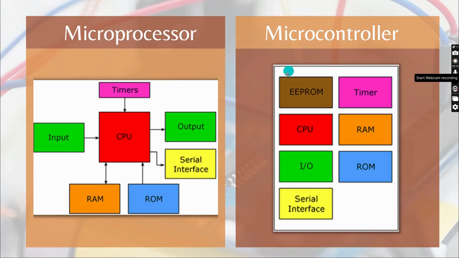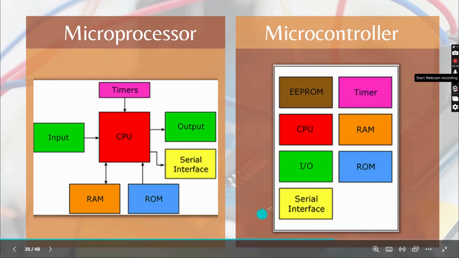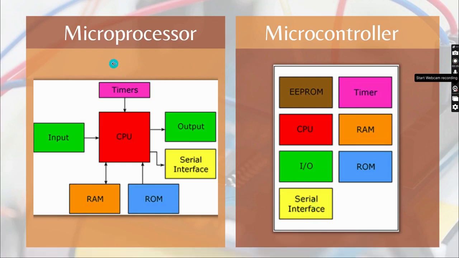In a microcontroller, all the peripherals are in a single chip, like our ROM, our memories, our timer, our CPU, our input and output, and a serial interface which is used for communication between the devices. While in a microprocessor, there is only the CPU, and all these peripherals are connected externally.